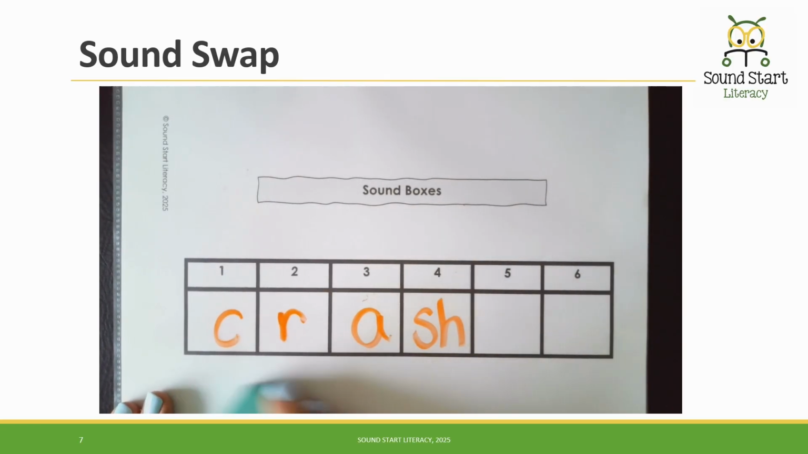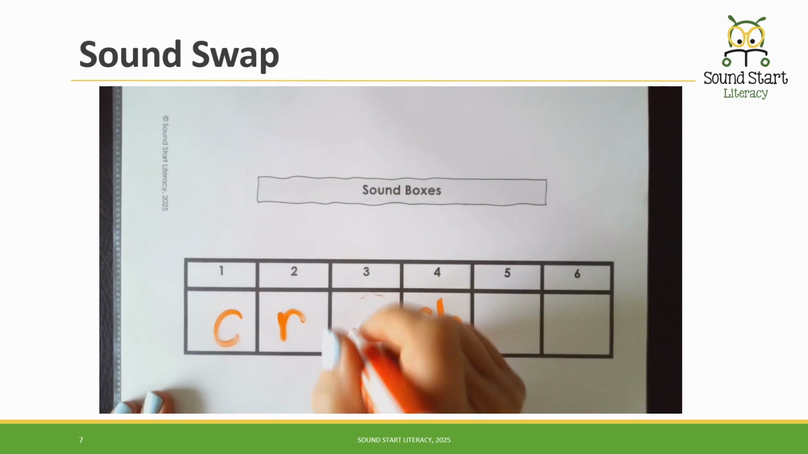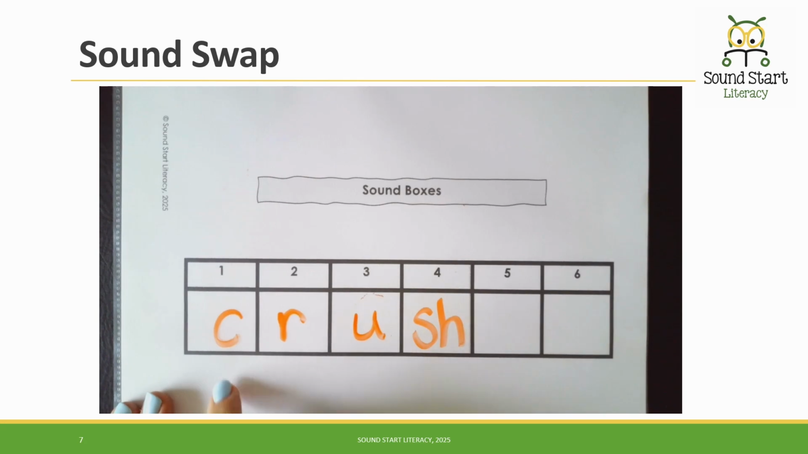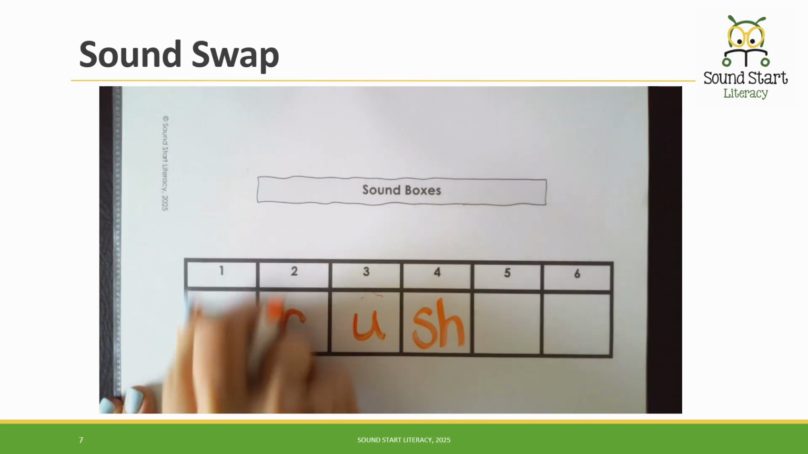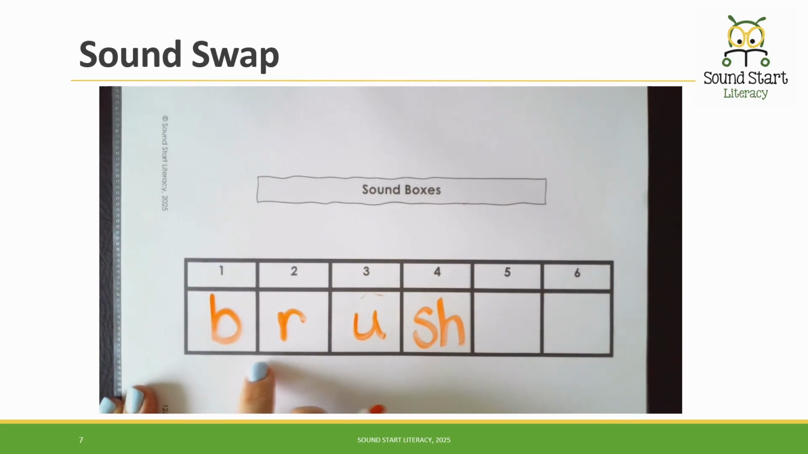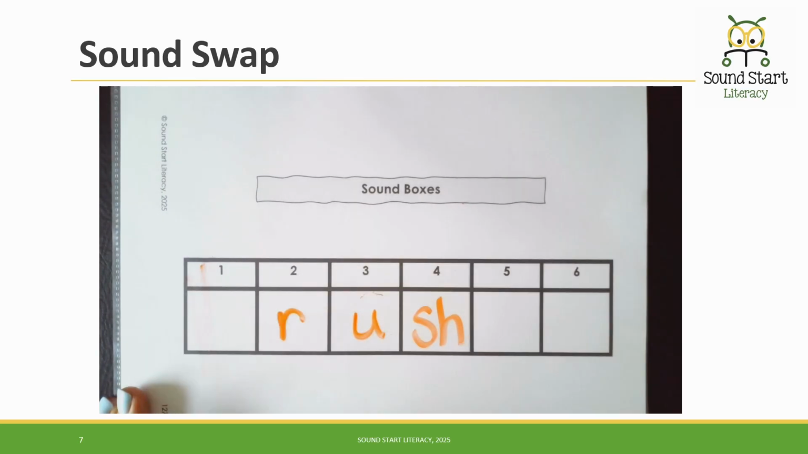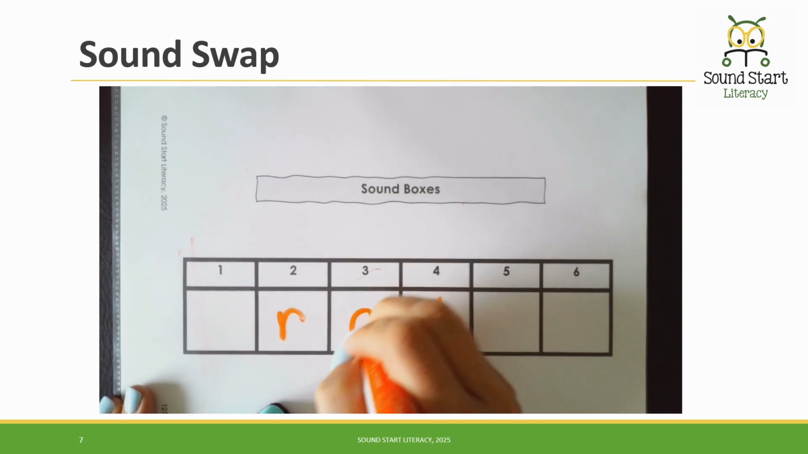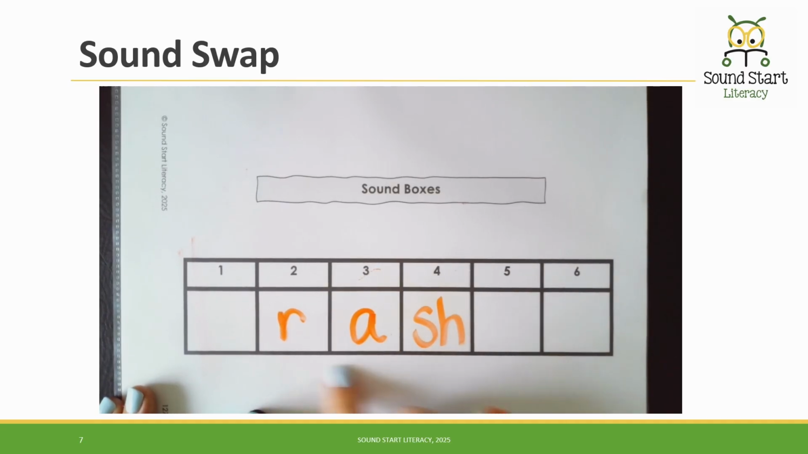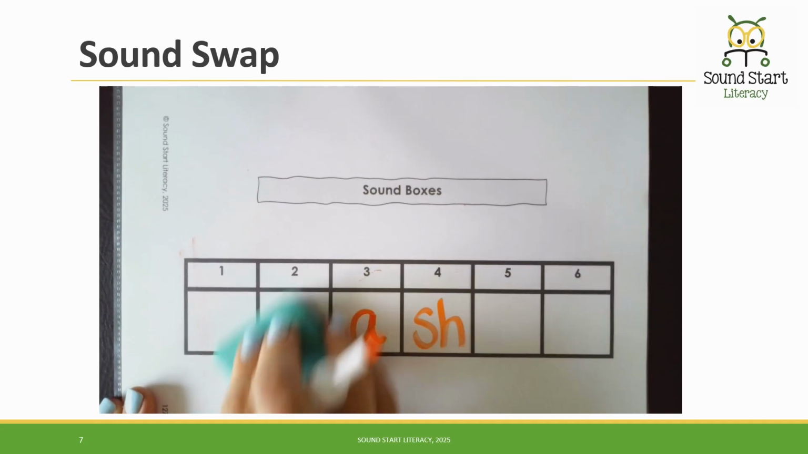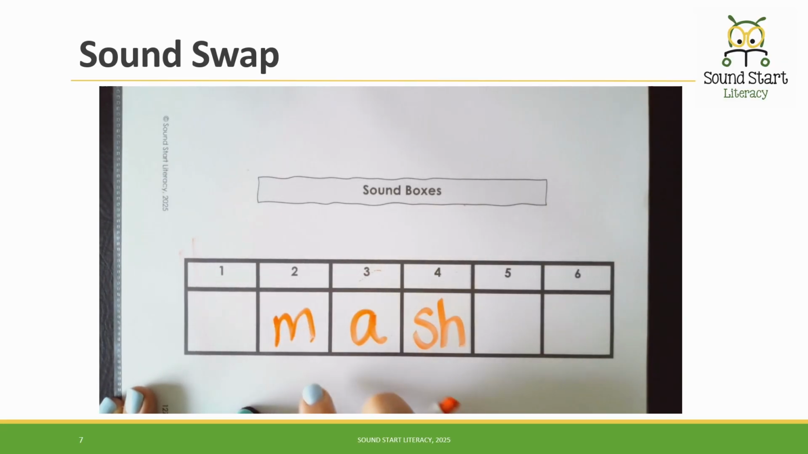and they have crash. Change crash to crush. Crush. Change crush to brush. Change brush to rush. Now in that one we're dropping a sound. So now we have rush. Change rush to rash, and the student taps. Okay, so now we have rash. Change rash to mash, and the student taps. Oh, that's what's changing. Okay, and we have mash.